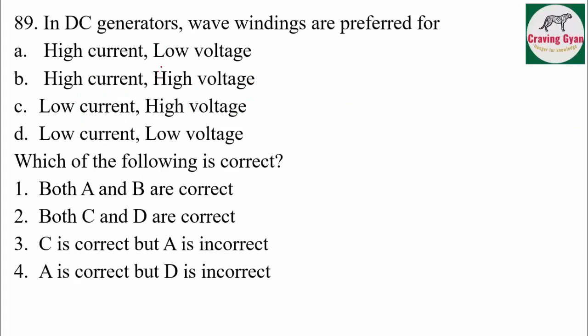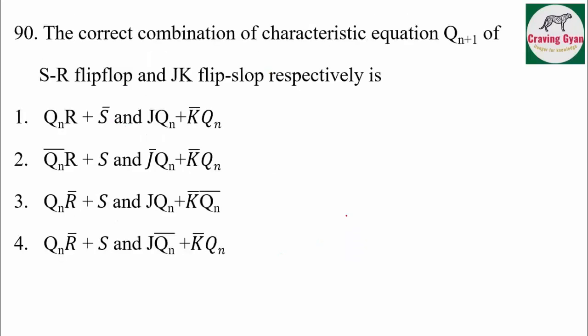89th question, in the case of DC generators, wave windings are preferred for. We have two windings, one is lap winding and the second one is wave winding. They are telling high current, low voltage. It is wrong. High current they are telling, it is wrong. So it is low current but high voltage. Nothing but C is correct, A is incorrect. Nothing but option 3 is going to follow.